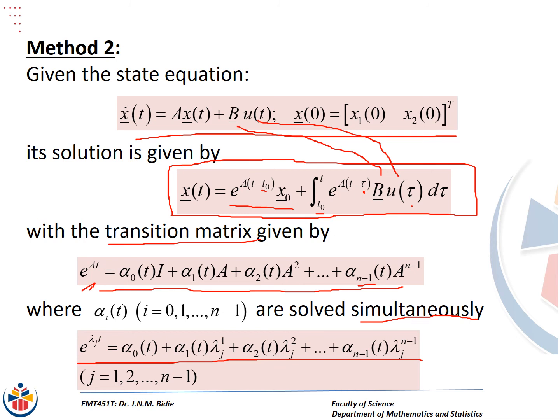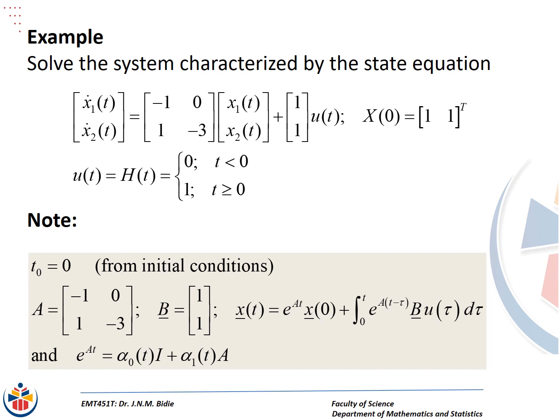In order for you to be able to solve for the alpha naught, alpha 1, alpha 2, we need the formula e to the power lambda j times t equal to alpha naught plus alpha 1 times lambda j to the power 1, plus alpha 2 times lambda j to the power 2, and so on until we get to n minus 1. Let us solve a problem and see the application. I'm hoping you're noticing all we want is to make sure we get that solution.